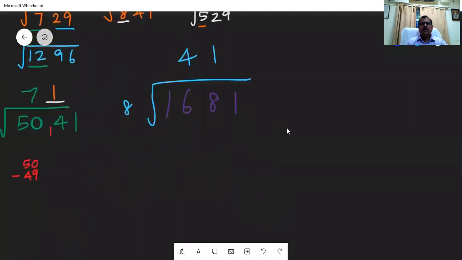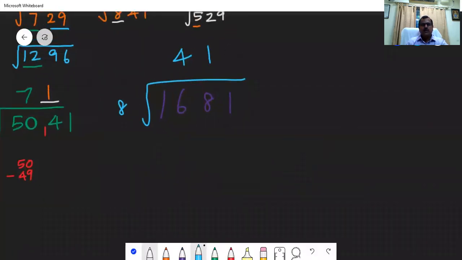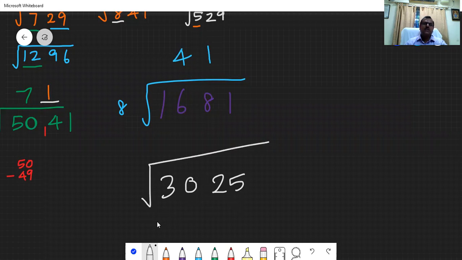3025. I'm going to take 3025. If anybody knows the answer, you can put it in the chat box. I want to see how many of you are answering. My number is 3025. Square root I want. Very good. I understand.